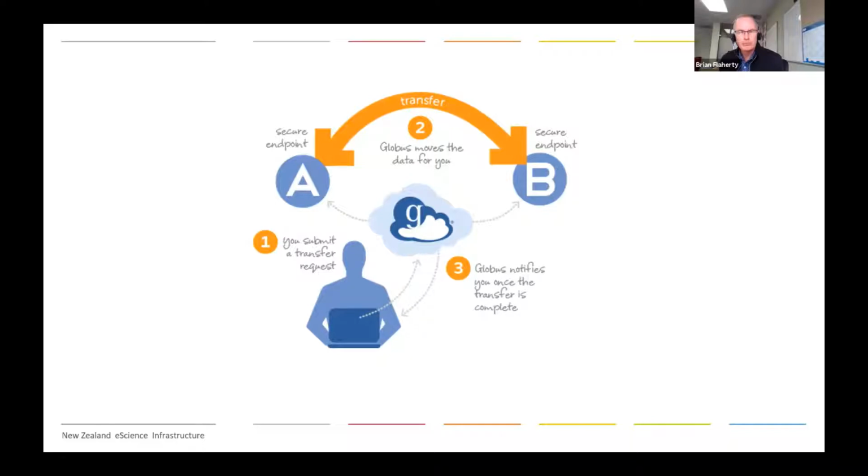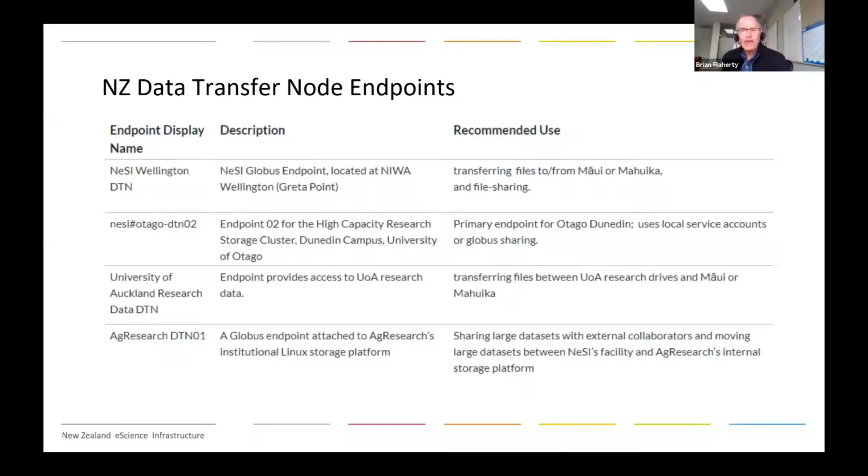That transfer takes place between endpoints. Endpoints are really just Globus software installed either on a personal PC or on a server. In New Zealand, we have 4 organisational endpoints on our national platform. Our NeSI one down at Wellington, Otago has 1, University of Auckland, and AgResearch. We're also in conversation with another couple of organisations about setting up their own endpoints as well at this point.